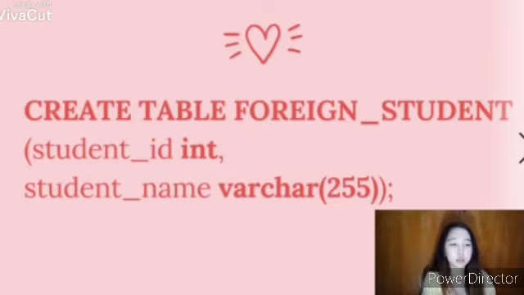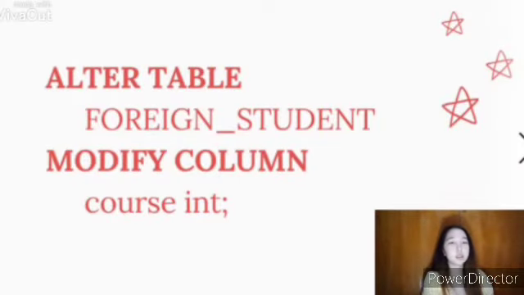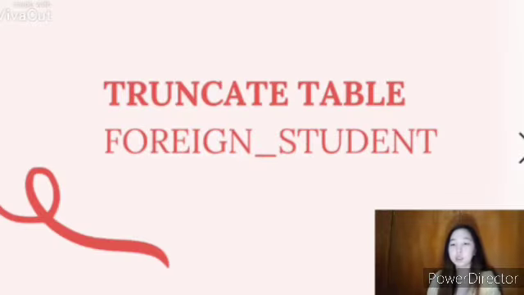CREATE TABLE foreign_student. Foreign student is the table name. Student ID is a column name, and INT is the data type. Student name is VARCHAR(255). To add another column to an existing table, we can use ALTER TABLE foreign_student MODIFY COLUMN course INT. Last is TRUNCATE TABLE foreign_student. This will delete all the data inside the table, including the columns.